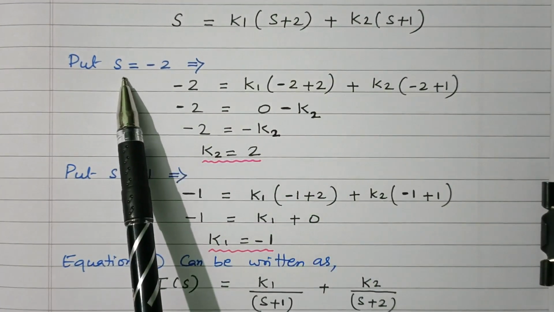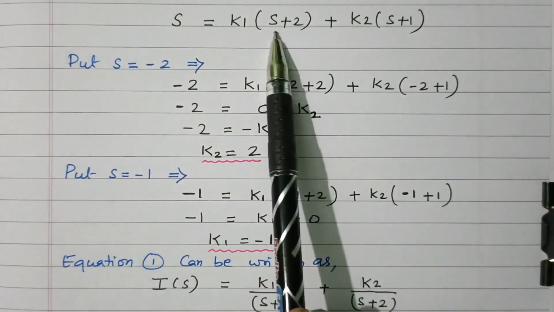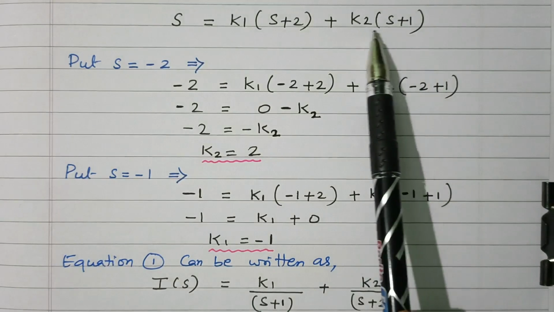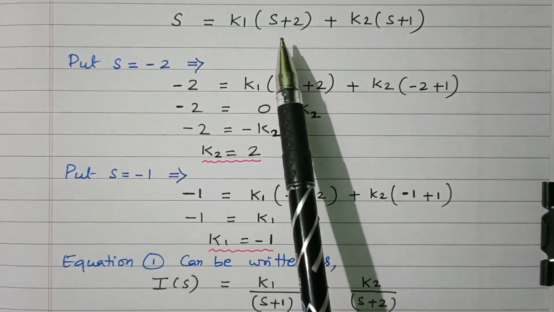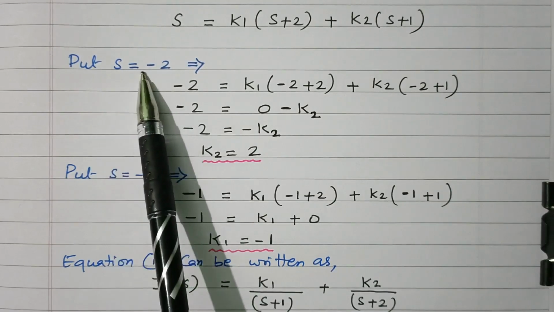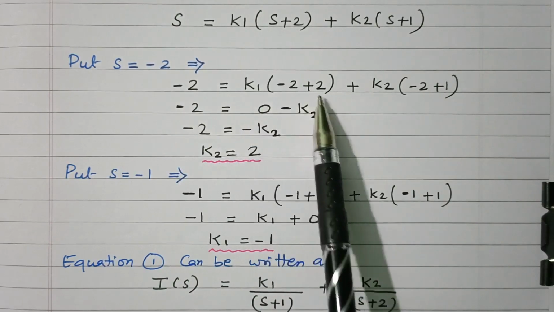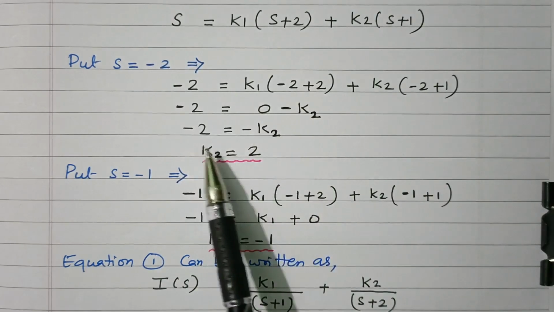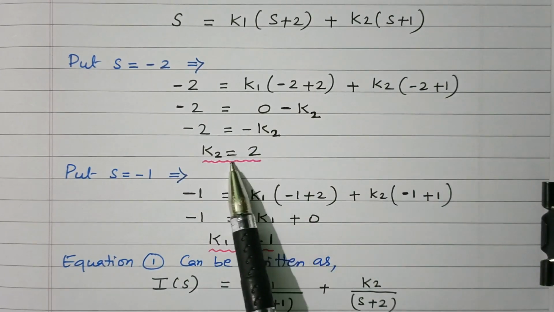We have to select the s value such that a term gets cancelled. For example, s equal to minus 2 means the k1 term gets cancelled, so that we can find k2. If s equal to minus 1, the k2 term gets cancelled, so we can find k1. So select the s value such that it will cancel any one term. Based on that, we substitute s equal to minus 2. So s is minus 2 equals k1 into minus 2 plus 2 plus k2 into minus 2 plus 1. This term is 0. So minus 2 equals minus 2 plus 1, which is minus 1, times k2. So k2 equals 2.